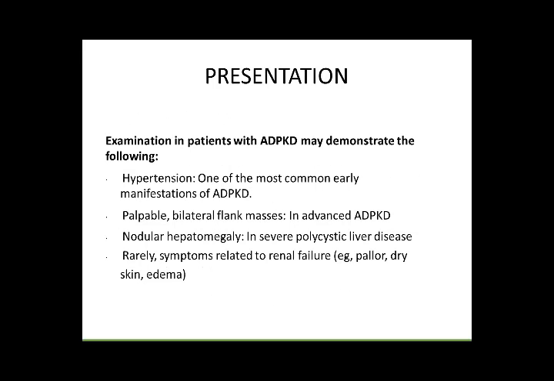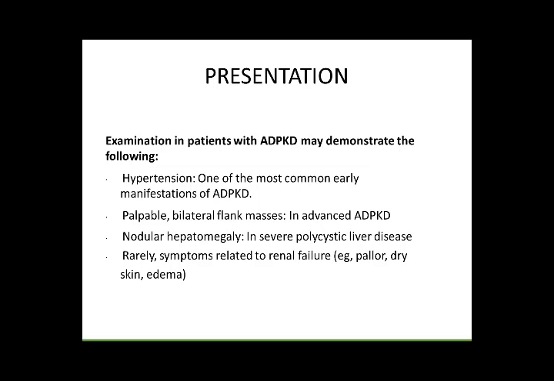So, examination of a patient with adult polycystic kidney disease may show the following signs. The patient has hypertension, especially in an adult patient. If a young patient presents with hypertension, there is a long list of causes. Polycystic kidney disease is one of the common causes of hypertension in young adults.